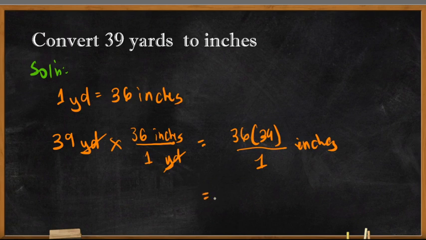Okay, so using your calculator, you have 36 times 39. I will pull up my calculator also. So this will be equal to 1,404. We have 1,404 inches, and this is now our answer for this example. Okay, let's proceed to another example.